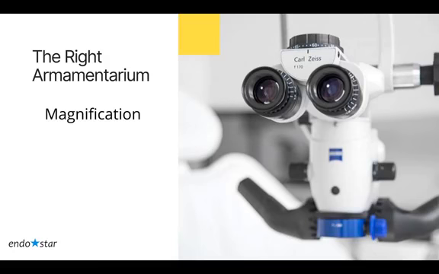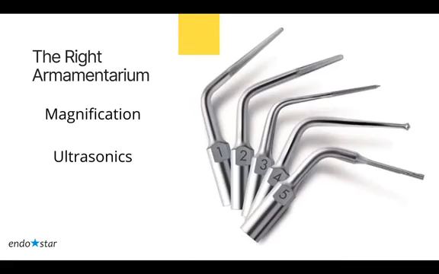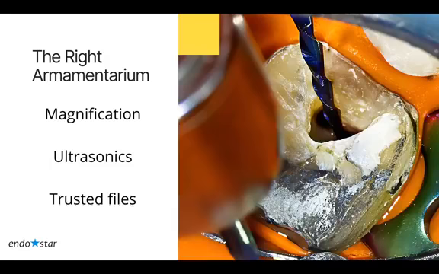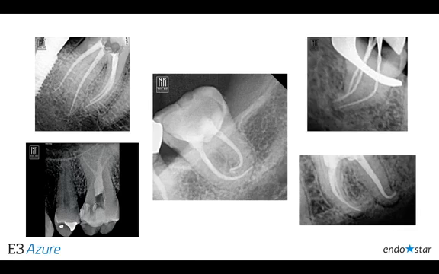Now the right armamentarium is required to attempt this access. Firstly, you need magnification. Do not try and attempt this without magnification. Also, ultrasonics prove extremely helpful in preserving dentine. Thirdly, and most importantly, you need files that you can trust blindly. For me, these files are the Azure files. Azure has helped me deal with multiple cases of different anatomy, namely the radix entomolaris, severely curved canals, and also taurodont.